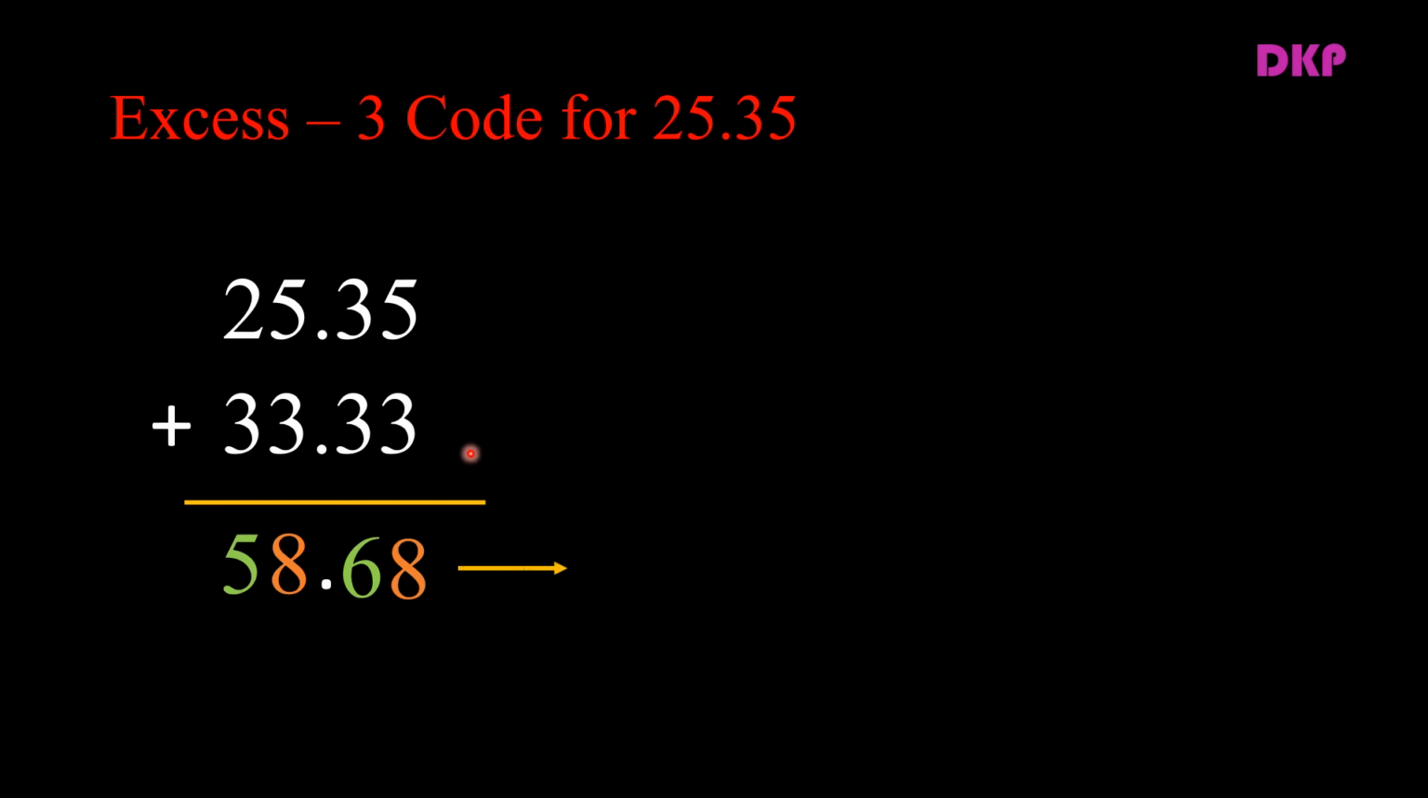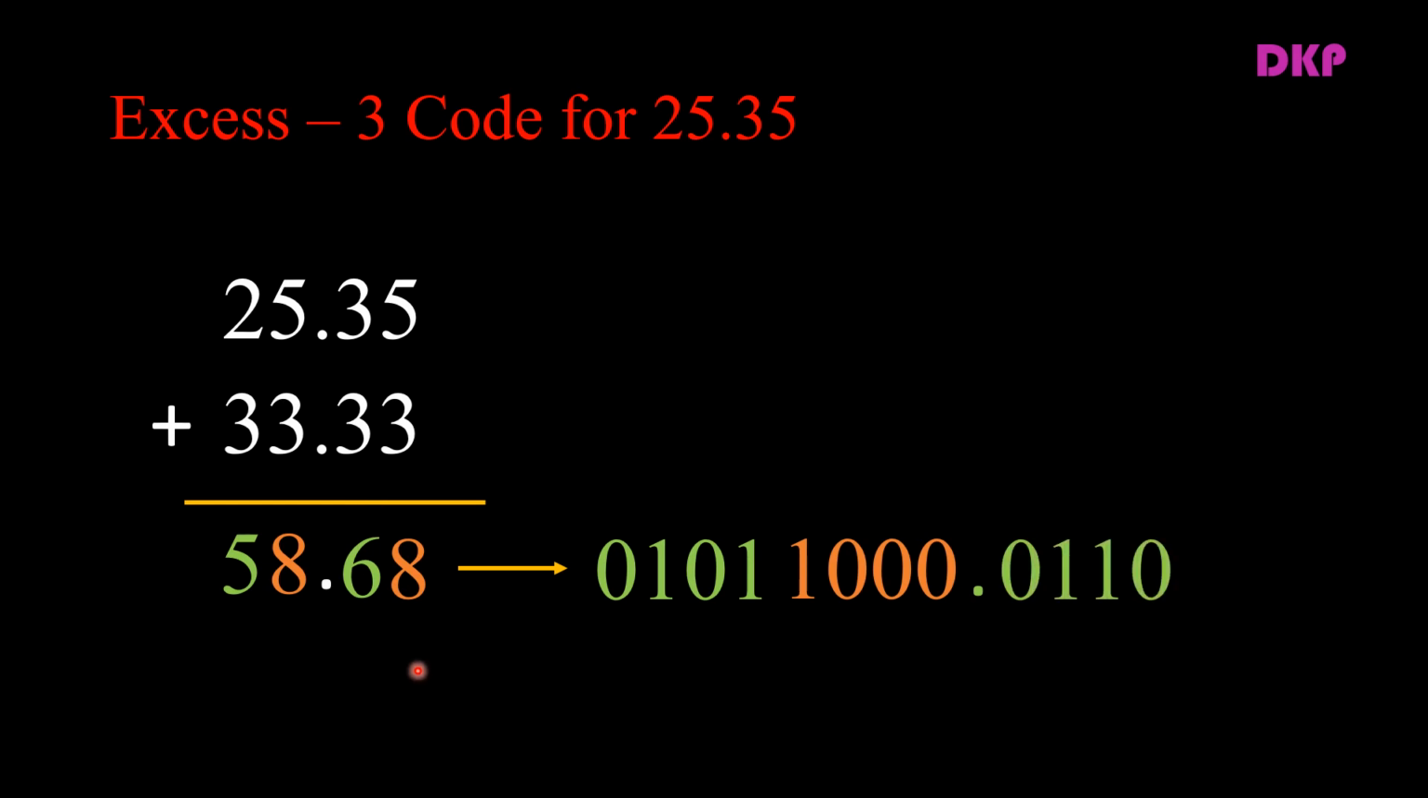Now we have to write the BCD of this number directly from this. So what is the BCD of 5? The first digit, the BCD of 5 is 0101. And what is the BCD of 8? The second digit, it is 1000. Point. What is the BCD of 6? BCD of 6 is 0110. And what is the BCD of 8? BCD of 8 is 1000.